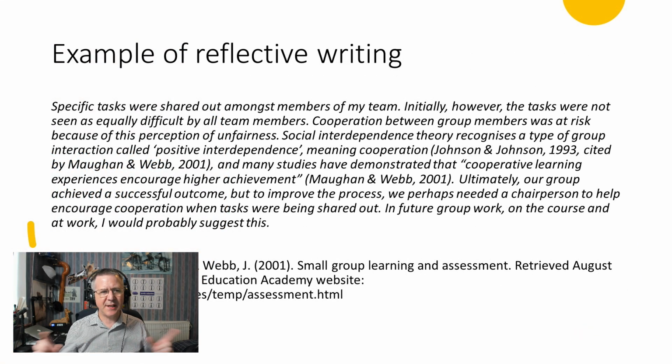So you can see here, I'm just hiding part of the reference, so don't worry. I've given you an example of reflective writing. Specific tasks are shared out amongst members of my team. Initially, however, the tasks were not seen as equally difficult by all team members. Cooperation between group members was at risk because of this perception of unfairness.